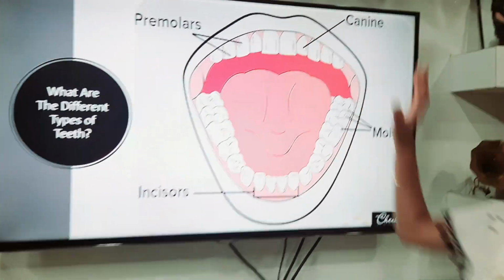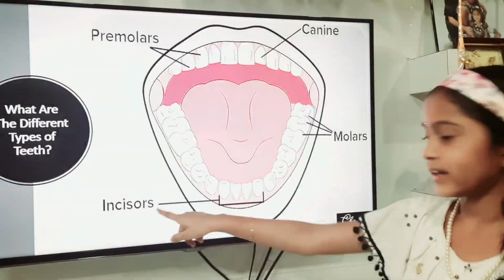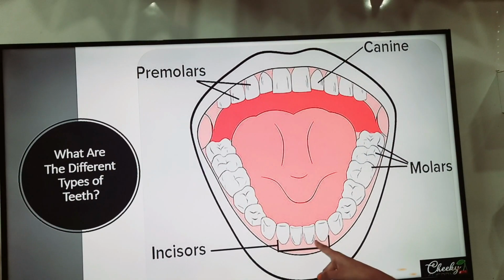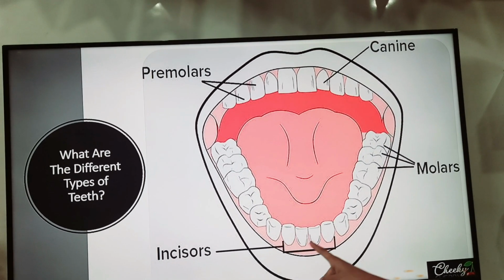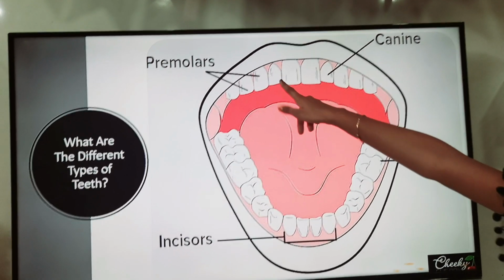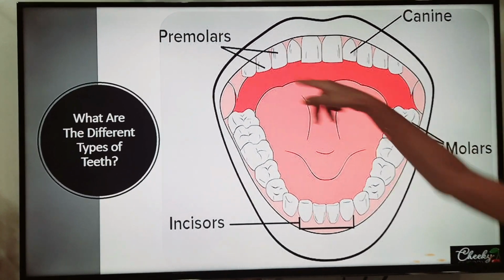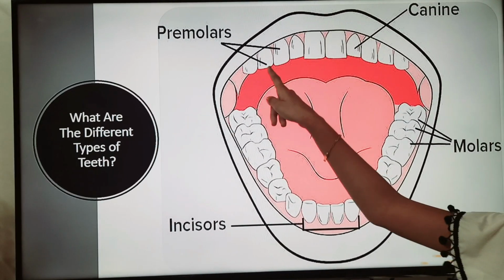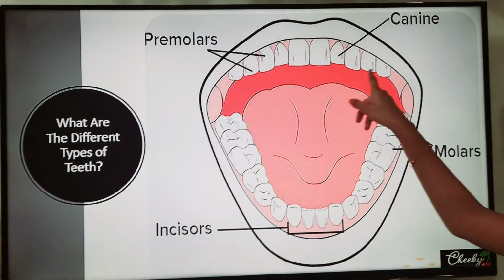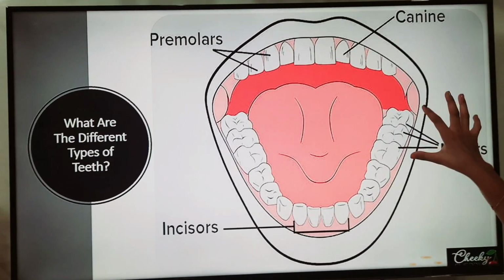Alright, so let's see here. Now as we can see, these are the incisors, the first 4 teeth like I showed. Then we'll go to the canines. These are the canines. Then we have the two premolars just on the side of the canines. And then the biggest, the molars.